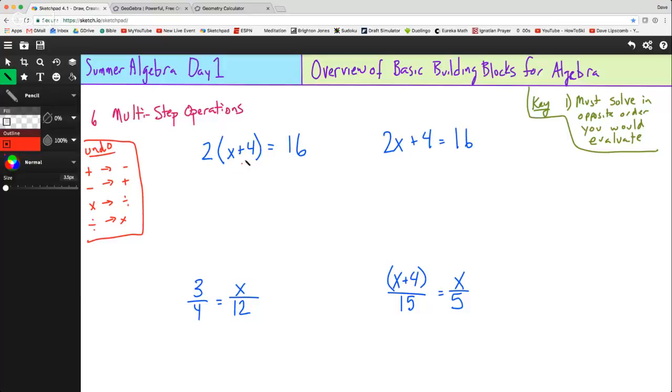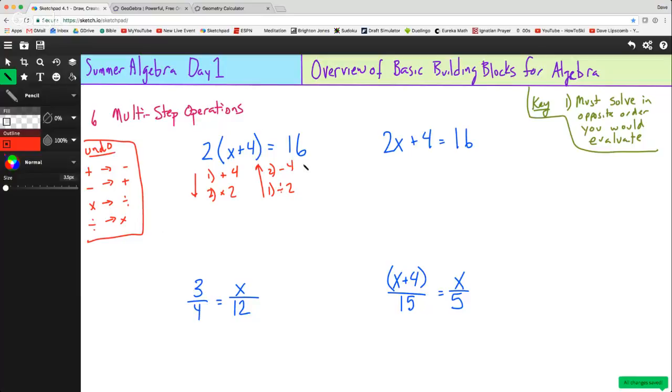And the way that we do them is we have to undo them in the order that we apply them to the expression. So let's look at this. Here, we took an x, and then we added 4, and then the second thing we did is we multiplied by 2. That's what we did. So to undo it, we have to undo in the opposite direction. So first, we have to undo the second operation. So we divide by 2, because that's the opposite of multiplication. And then second, we have to subtract 4.